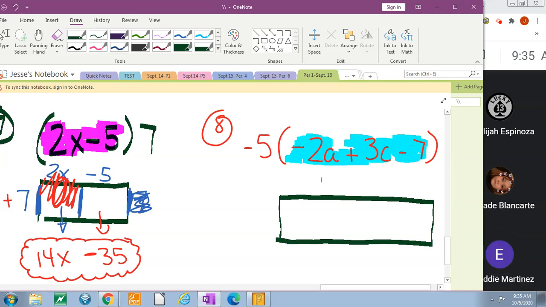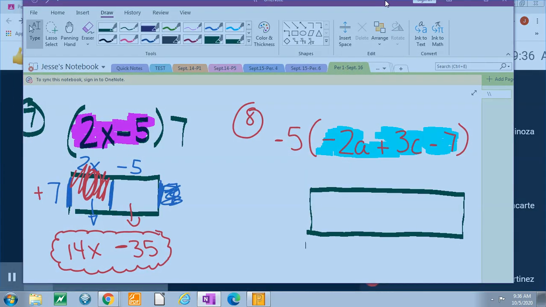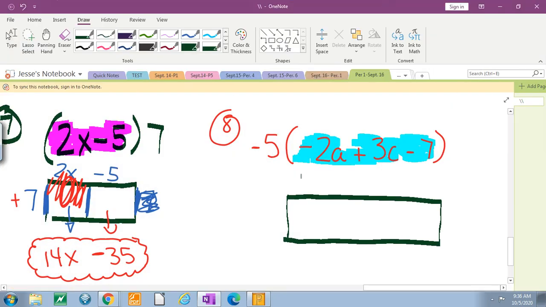How many lines am I going to put? 3. So 3 lines? Am I going to have 3 boxes? Yeah, you can have 3. Okay. So here we go. So now I could do this, negative 2a plus 3c minus 7, right? And I could draw the line right there. You're separating them. So what's going to be on the side, Eddie? What number is going to be on the side? Negative 5.